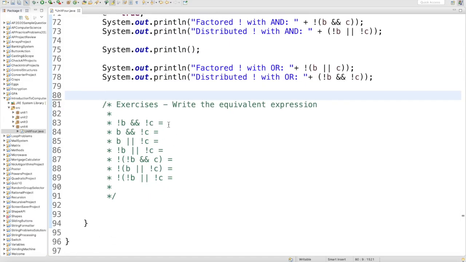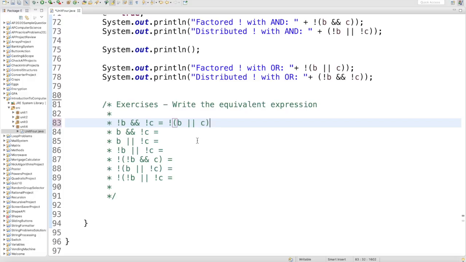Go ahead and solve them by writing the equivalent stuff on the right side. So right now I'll do the first one. You see this one? This one here has a not B and not C. Well, that would be the same as if I factor out a not and get a not of B or C. Okay? So I could see it both ways.